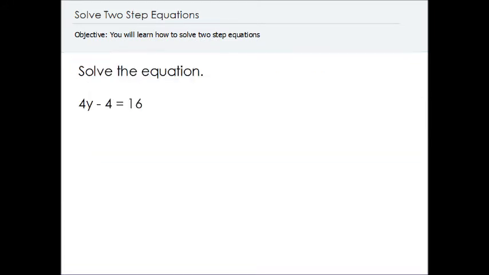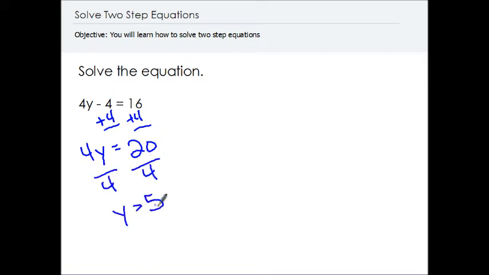All right, let's look at this one. We want to look for whatever we need to get rid of first. So we have a minus 4, and the opposite of that is plus 4. Now I have 4y left on this side equals 16 plus 4, which is 20. This means multiply, so the opposite of multiply is divide. 20 divided by 4 is 5.